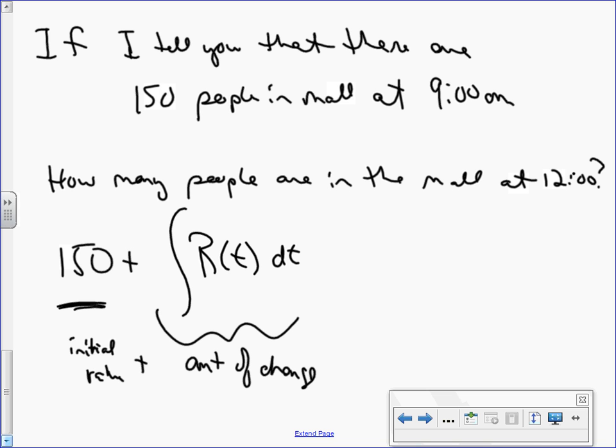Now you're going to have to know what the change is from and to. Well, we started at 9. I'm going to call that 0 instead of calling it 9. And we went to 12. So if 9 o'clock is 0, then 12 o'clock is 3. It'll just be easier for me to take the antiderivative from 0 to 3 than from 9 to 12. Now tell me how many people are in the mall at 12 o'clock.